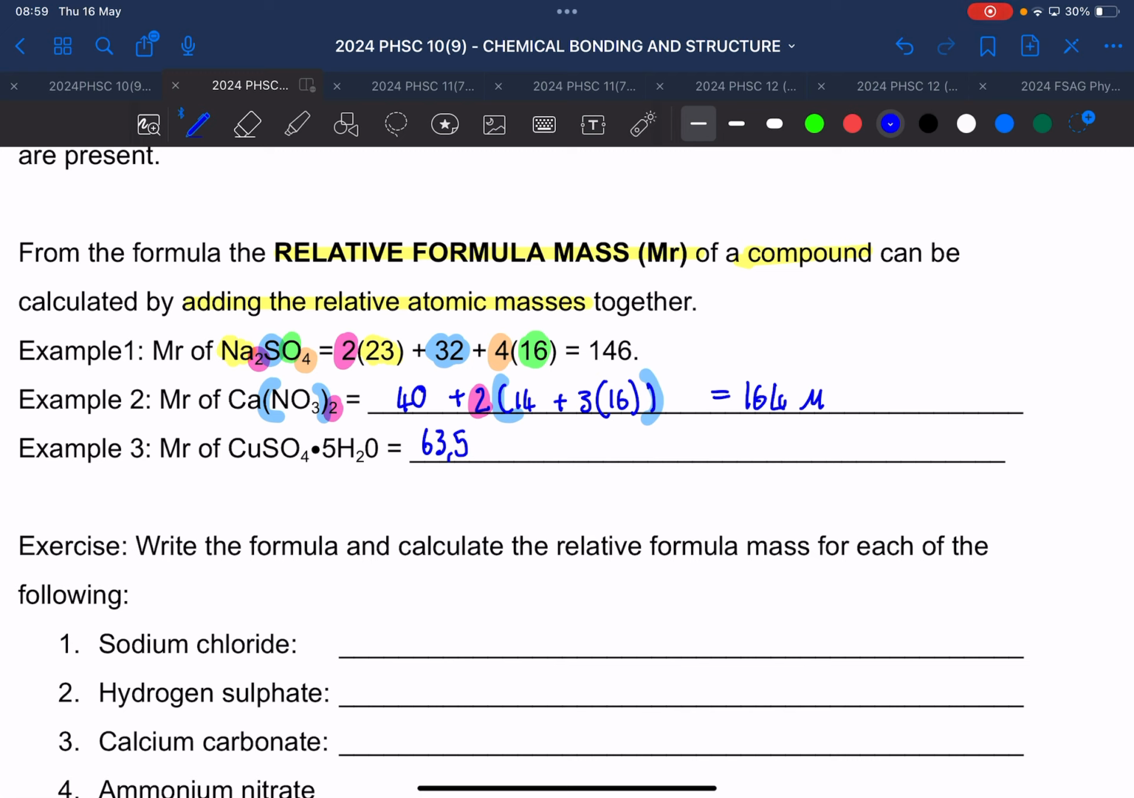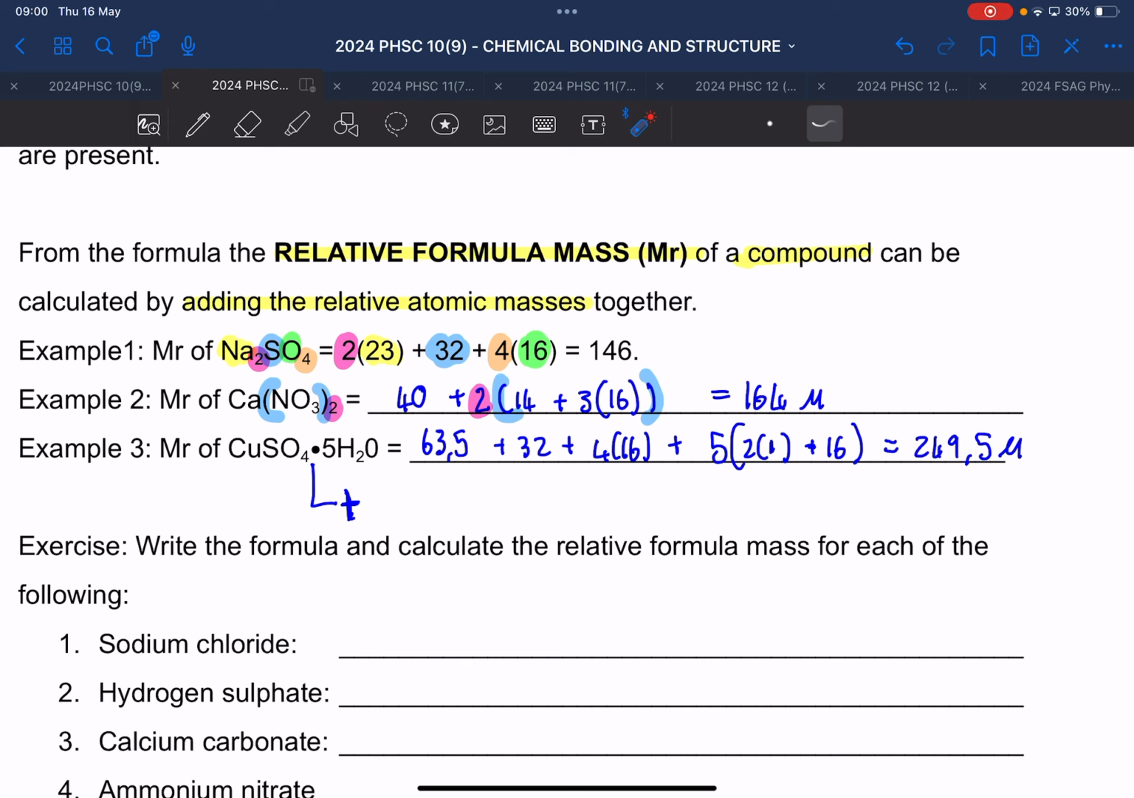Okay, let's just continue with this one quickly so we can finish it and you can do this exercise for homework. So we have sulfur next with an atomic mass of 32. Then we have our 4 oxygens, so we have 4 times 16. And lastly, this dot tells us we need to add. This just says for each copper sulfate unit, there are 5 waters around it. So this dot means plus. We have 5 times 2 hydrogens, relative atomic mass 1, and 1 oxygen, which atomic mass is 16, and this is going to give us an answer of 249,5 atomic mass units.